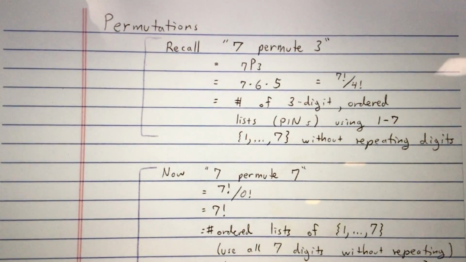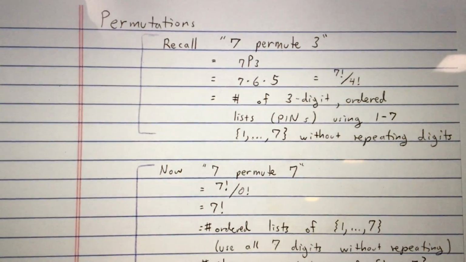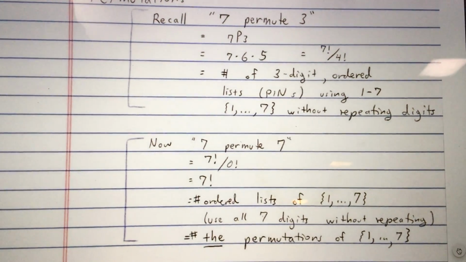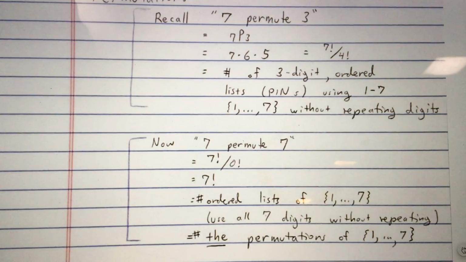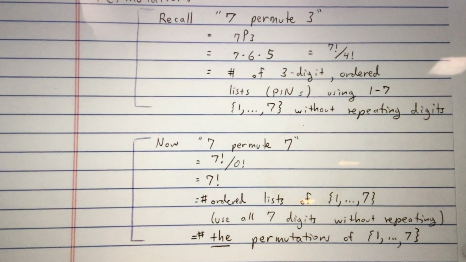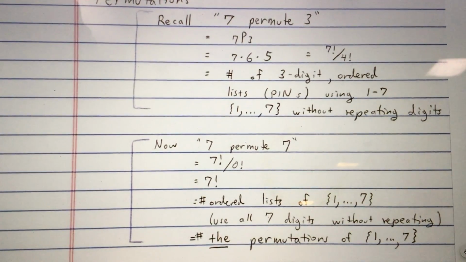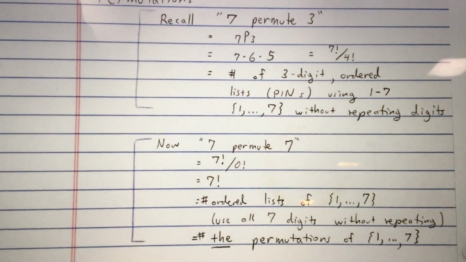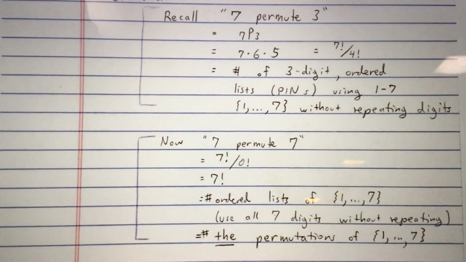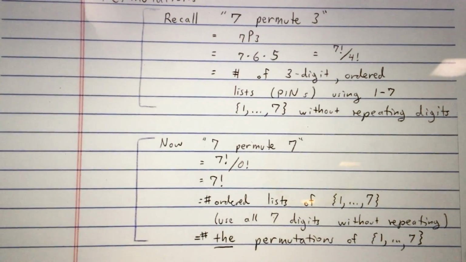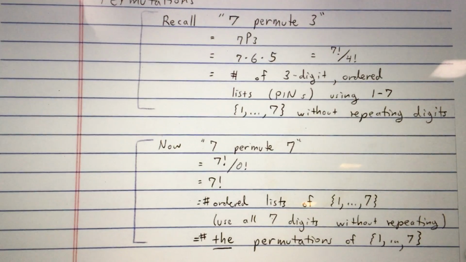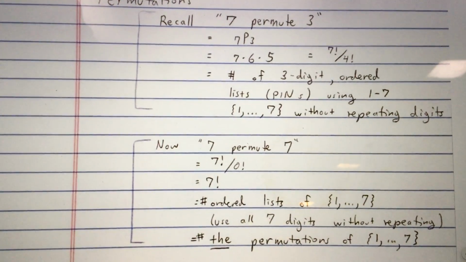This is still review. 7 permute 7 is, we'll look at the problem first, the number of ordered lists of 1 through 7, where you use, without repetition, all 7 digits. So that turns out to be a bit of a special case. 7p7 turns into 7 factorial divided by 0 factorial, which is 1, or just 7 factorial. So this is the one that is known as the permutations of 1 through 7. If you don't mention how long they are, they're supposed to use all the digits, and you call them the permutations.